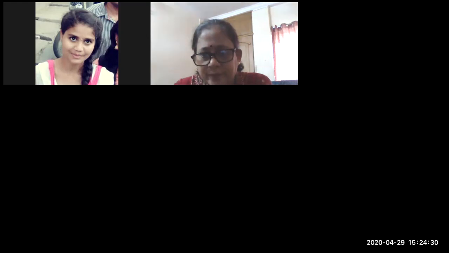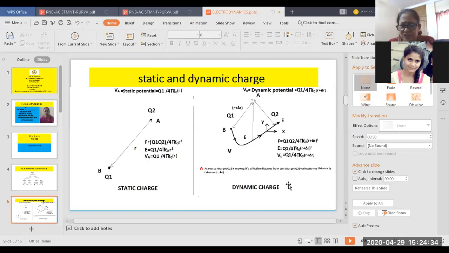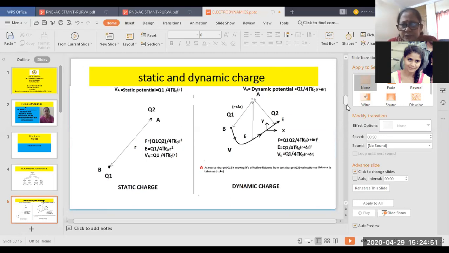Most of the time students get confused between a static charge and a dynamic charge and the equations associated with them. That is why, if the basics are clear, further theory will be clear to you. Now I will move to the next slide. Is this slide clear to you? Yes. So I am moving to the next slide.